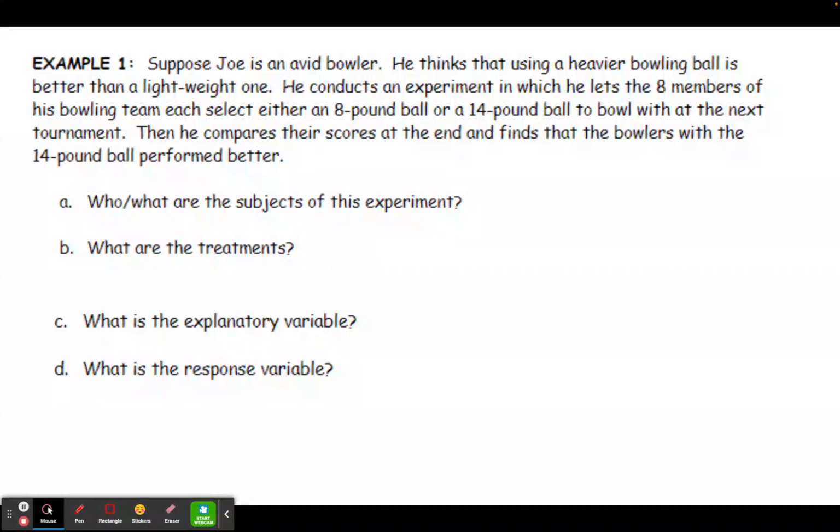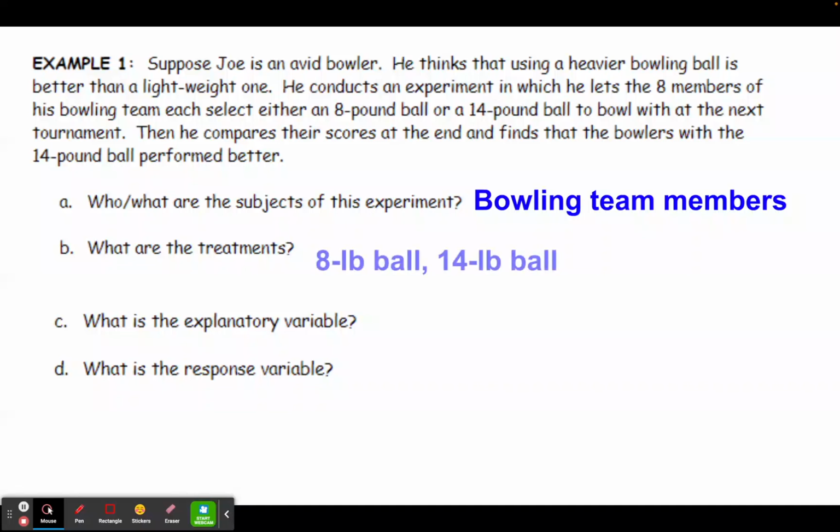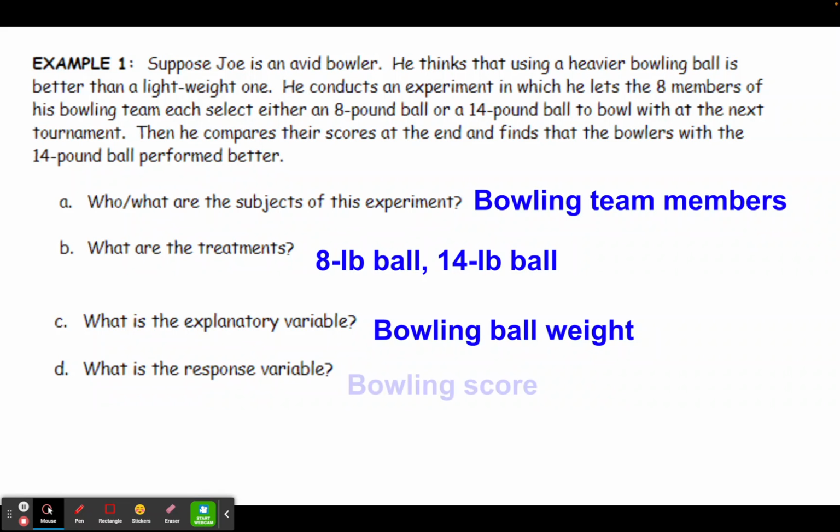So there are some things about this experiment that are good and some that are not so good, but we want to analyze these details as we go through. So first of all, the subjects in the experiment are the bowling team members. The treatments are the 2 different weights of bowling balls that Joe has decided to let the bowling team members use. So either an 8-pound ball or a 14-pound ball. So there are 2 treatments in this experiment. The explanatory variable is the bowling ball weight, and the response variable is their bowling score. So Joe is deliberately changing the bowling ball weights to see if it makes a difference in their bowling score at the end.